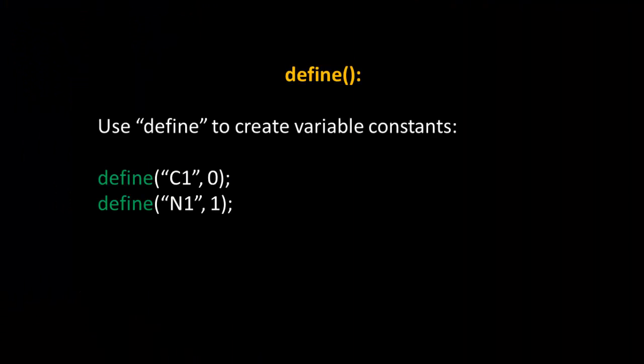Once more, remember to use the define method to create variable constants. For example, we've been doing an adventure game application for learning C++ and Java. So if we were to do the same thing in PHP, we could create constants for the cardinal directions, such as C1 or N1, with the define method. In this case, a constant named C1 with a value of 0 and a constant named N1 with a value of 1.